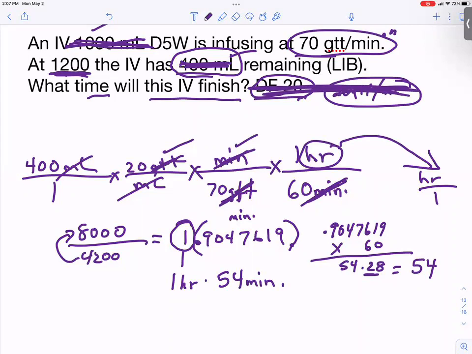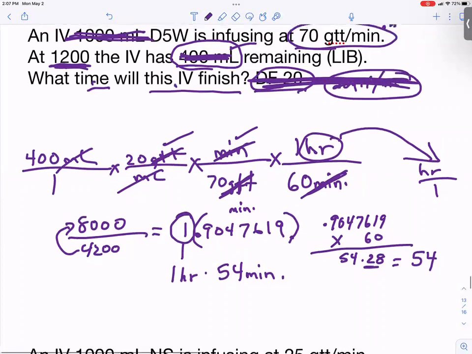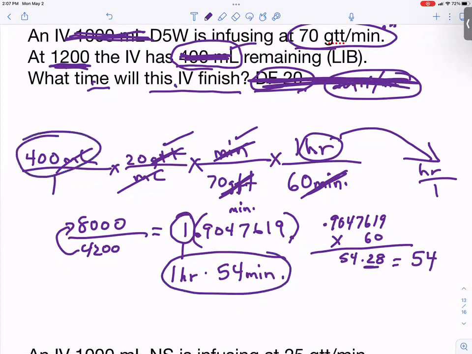So what do I do with that? Well, it's asking me what time the IV will finish. This is how long it's going to run to get rid of 400 milliliters, but they want the exact time. Professor K needs to know when to go back in that room with a brand new bag of fluid.